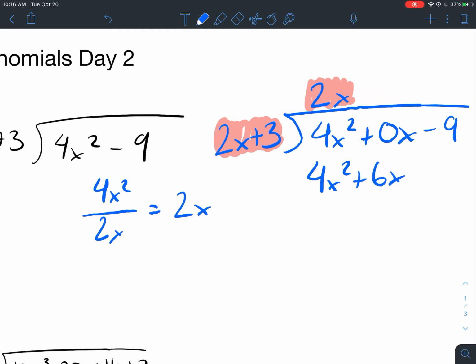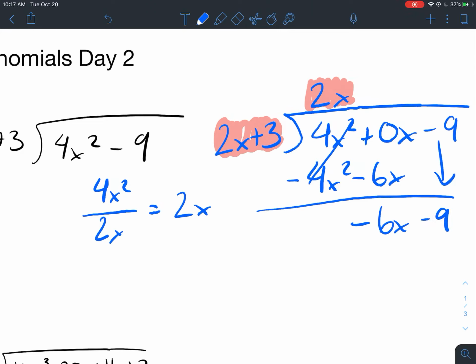All right, now we're going to go ahead and subtract. Remember, when you subtract, you have to distribute that negative. So what you end up getting is a minus 4x squared and a minus 6x, because the signs change. If it was a positive 4x squared and a positive 6x, when you subtract them, they are now negative. This goes away. We end up with a negative 6x. We're going to bring down our negative 9. So now we do negative 6x divided by 2x, and when I do that, I get a minus 3.